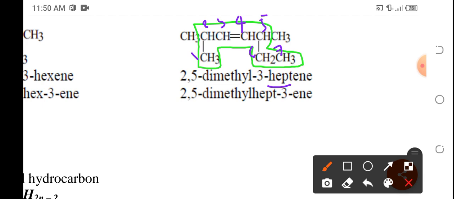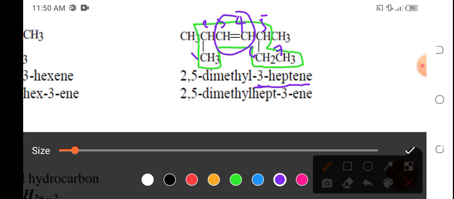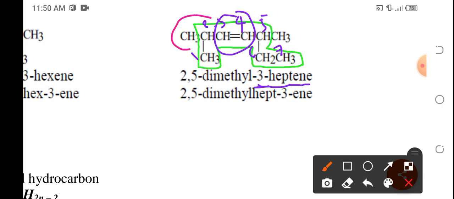On the third carbon atom as well as fourth carbon atom, we have the double bond, but we are only using the lower number to denote it. So that's 3. The ene is for the double bond. So that's 3-heptene. On the second carbon atom, we have one methyl group, as well as on the fifth carbon atom, we have methyl. So therefore, that would be 2,5-dimethyl 3-heptene.